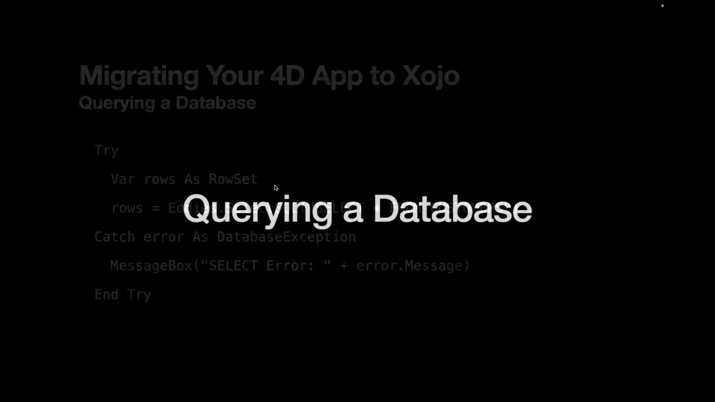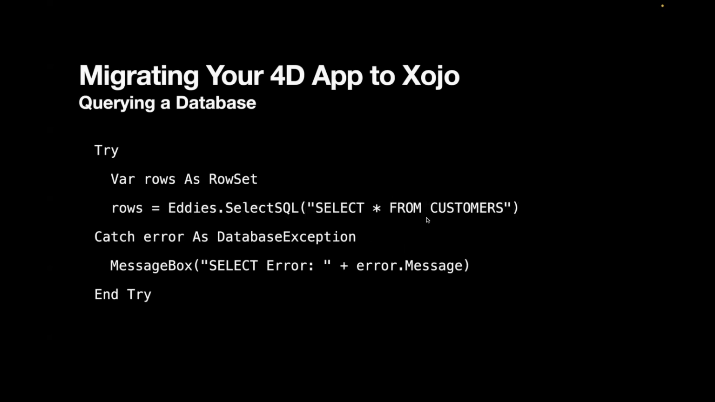All right, so querying the database. Basically, again, I'm using a try catch in case anything goes wrong. I create a row set. A row set is the equivalent of a selection in 4D. The difference being, and my knowledge of 4D might be a little out of touch now, that in 4D, at least when I used it, the selection was just references to the rows themselves, not the actual data. In a row set, it is the data. So you get the data here.